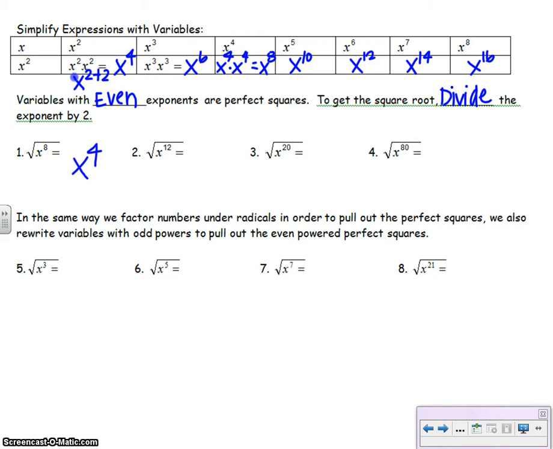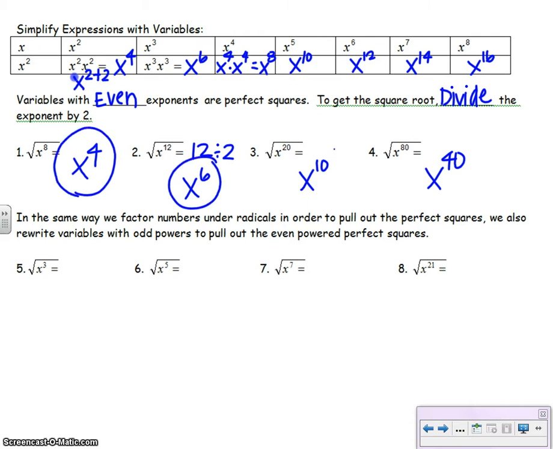So we'll just write x to the 4th. Then when we want to take the square root of x to the 12th, we divide by 2 and we get x to the 6th. So for x to the 20th, 20 divided by 2 is x to the 10th. And for x to the 80th, half of 80 is 40. So we've gone ahead and done all of those problems.